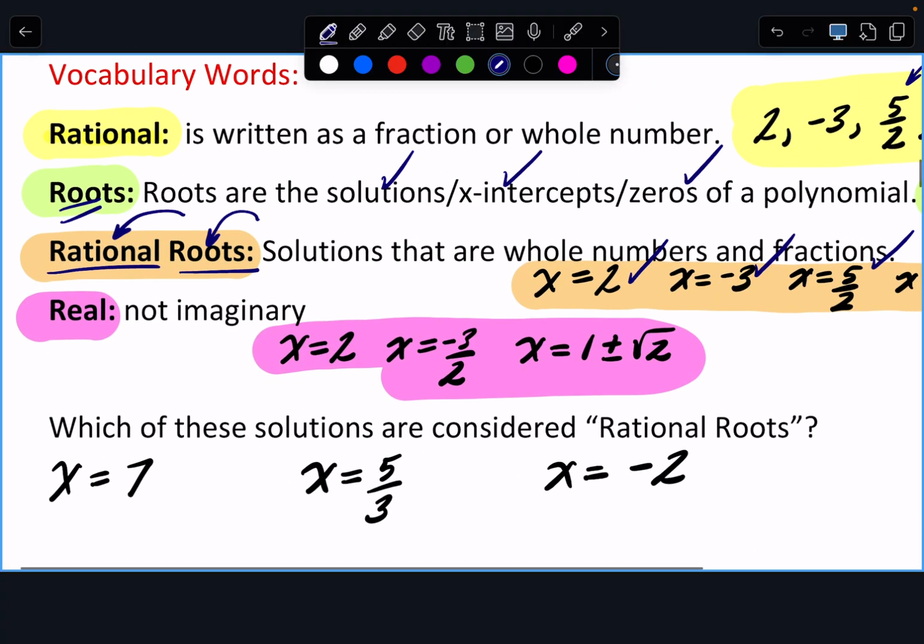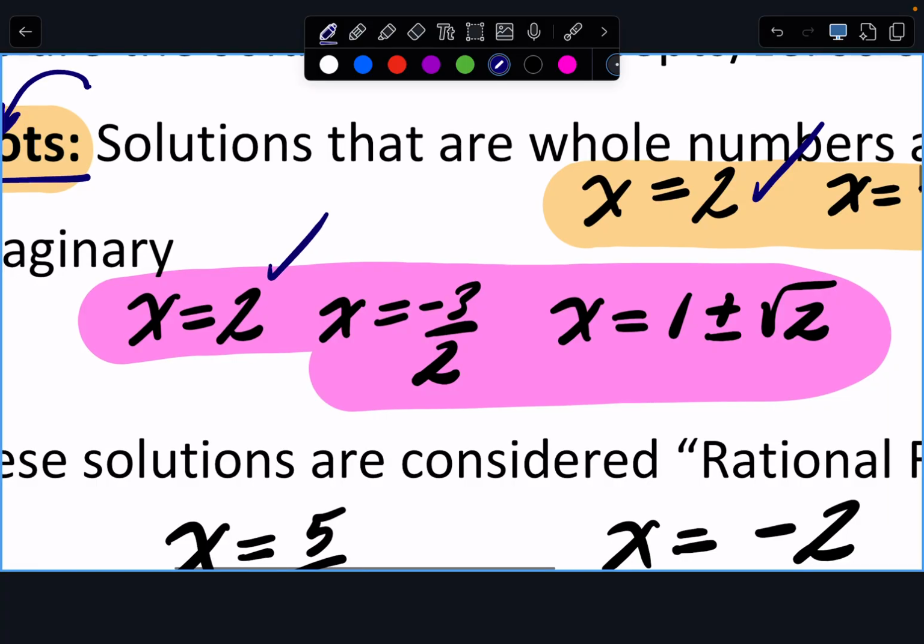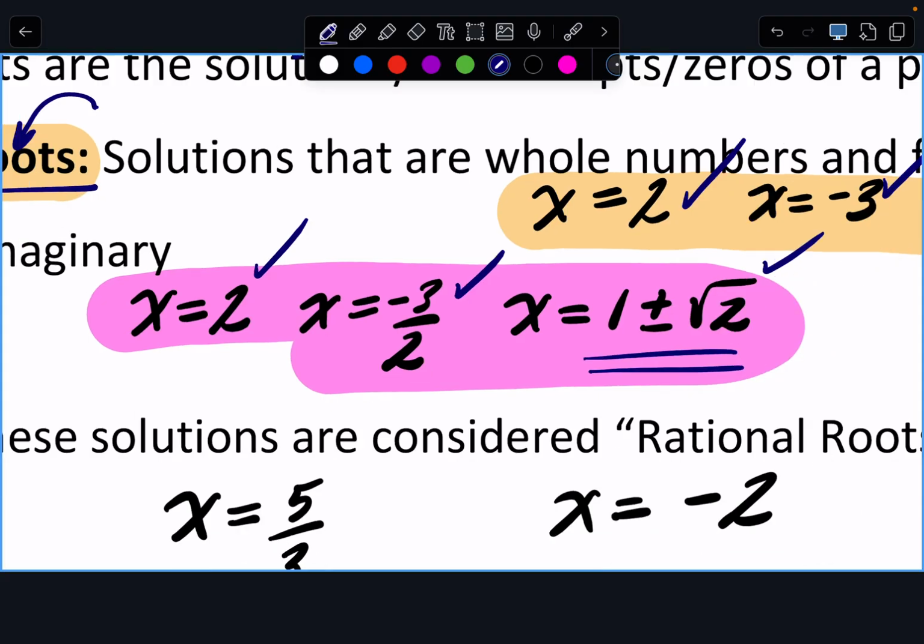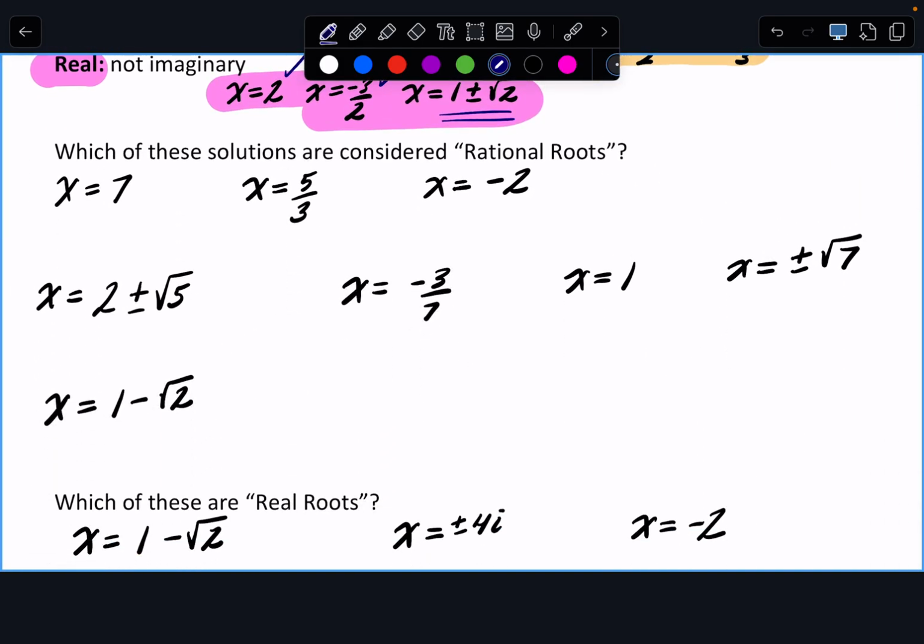All right, then they're going to ask you for real solutions. Real solutions are anything without an i. So these are all considered real solutions. This one's an irrational, but it's still real because there's no i. All right, let's make sure we've got it because, like I said, it's vocabulary that gets people.